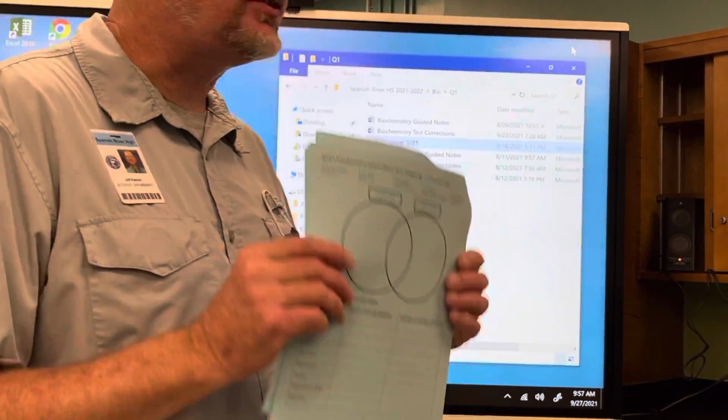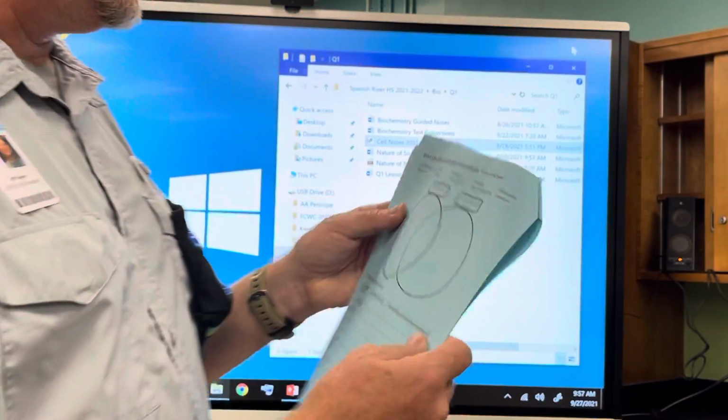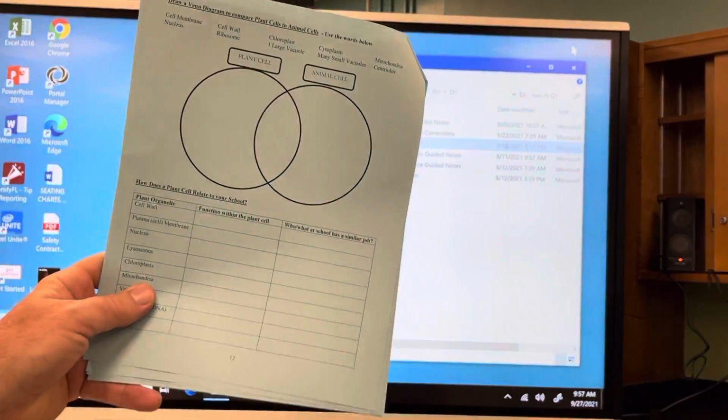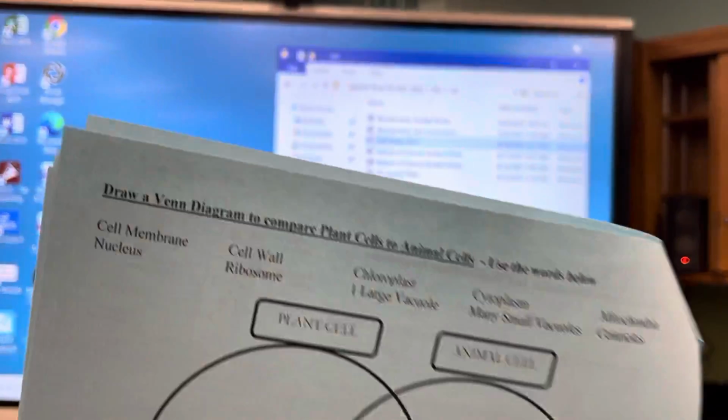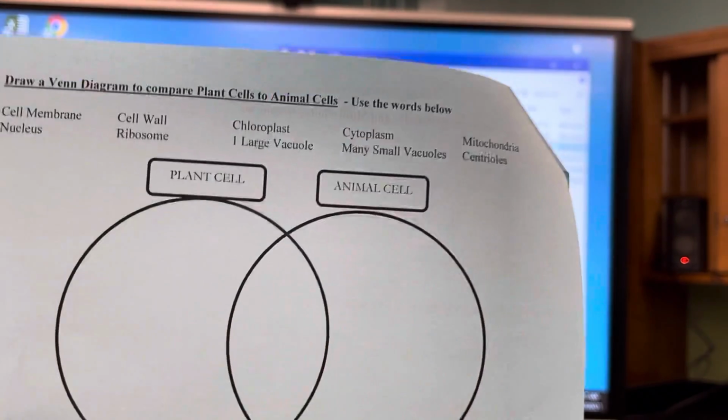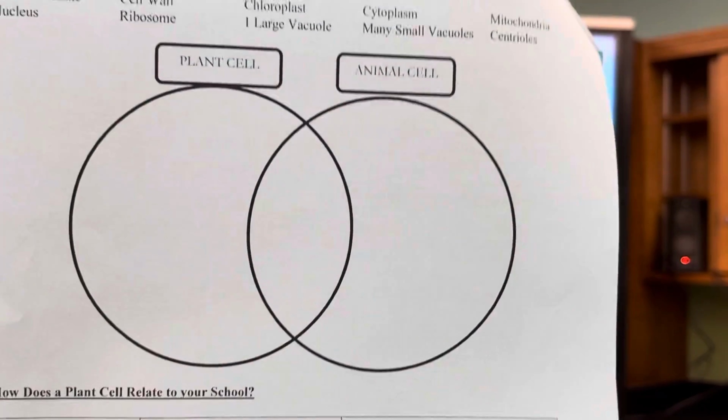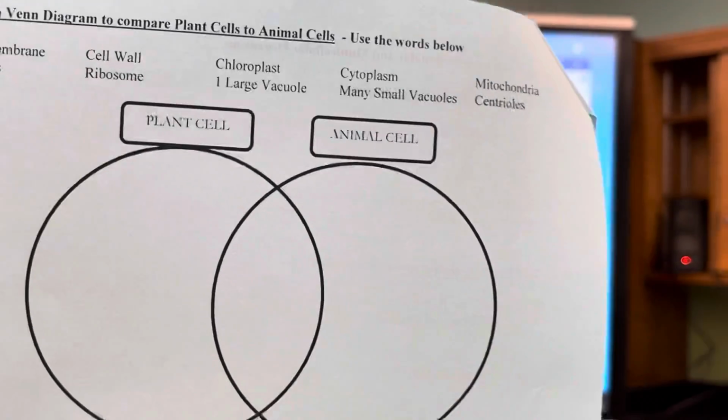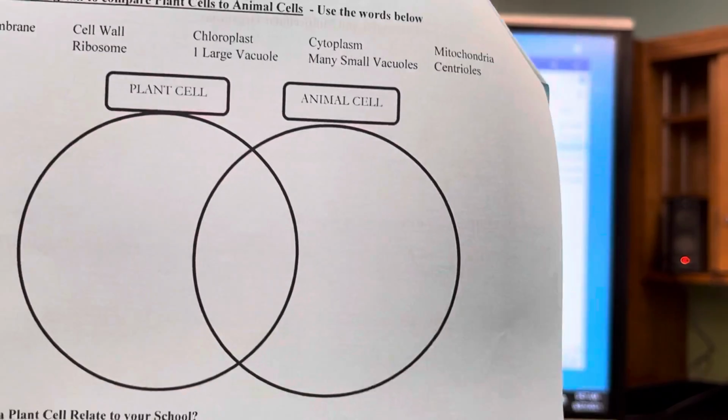All right, so this is the part of notes we're working on now. You're going to use the rest of the class period to use these terms and any more that you can come up with to fill in this Venn diagram as completely as possible, comparing again a plant and animal cell.